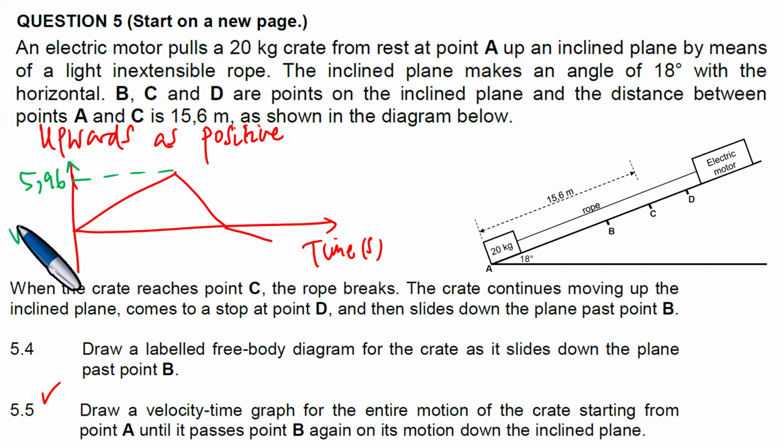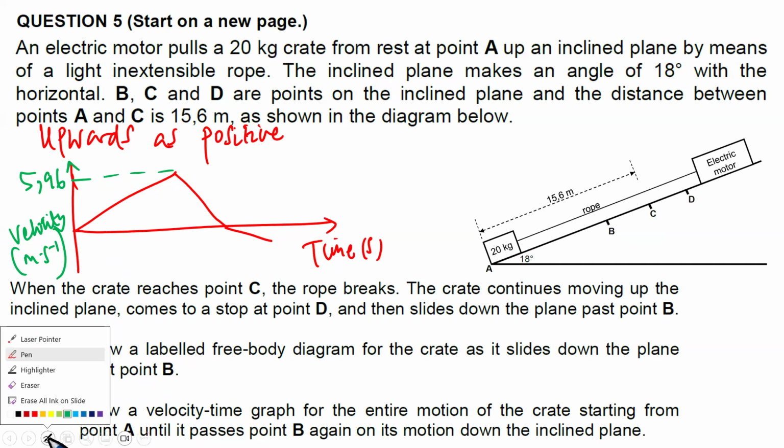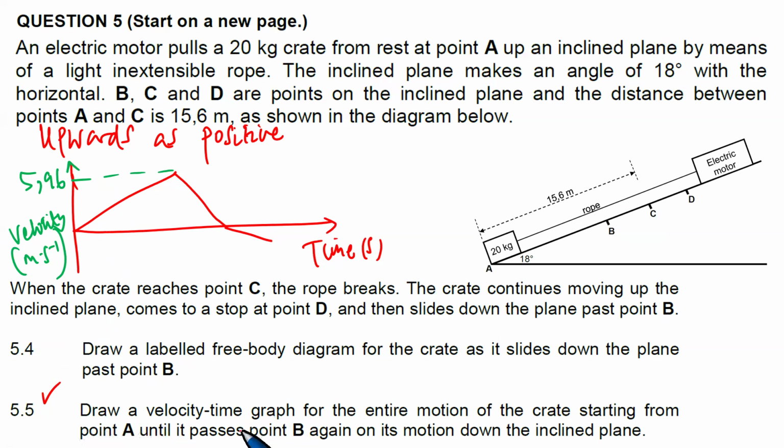And that is velocity. This velocity is in meters per second. Okay. Now let's think together, please. You have to draw a velocity time graph for the entire motion of the crate starting from point A until it passes point B again on its motion down the inclined plane.